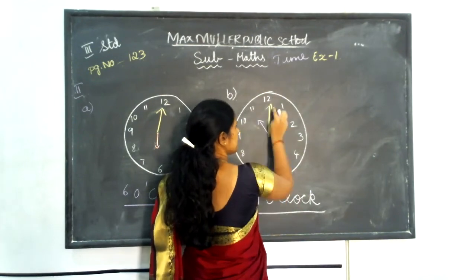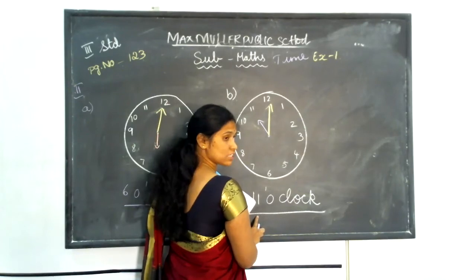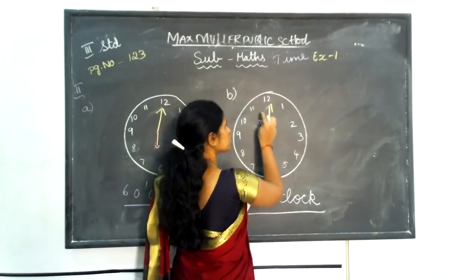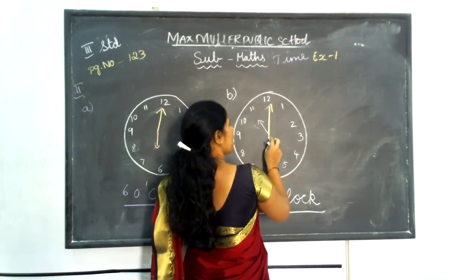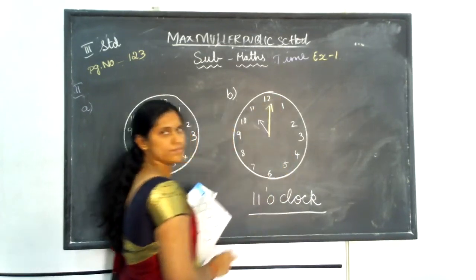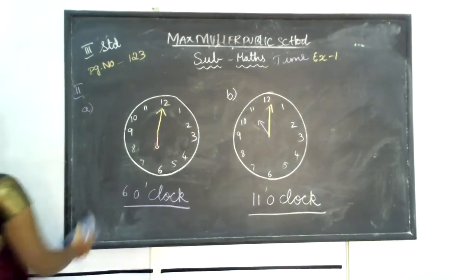So what is the time now? 11 o'clock. It is what they have given in your textbook, 11 o'clock. You have to show 11 o'clock. The short hand indicates 11. The long hand indicates 12. Finish it fast. C1.